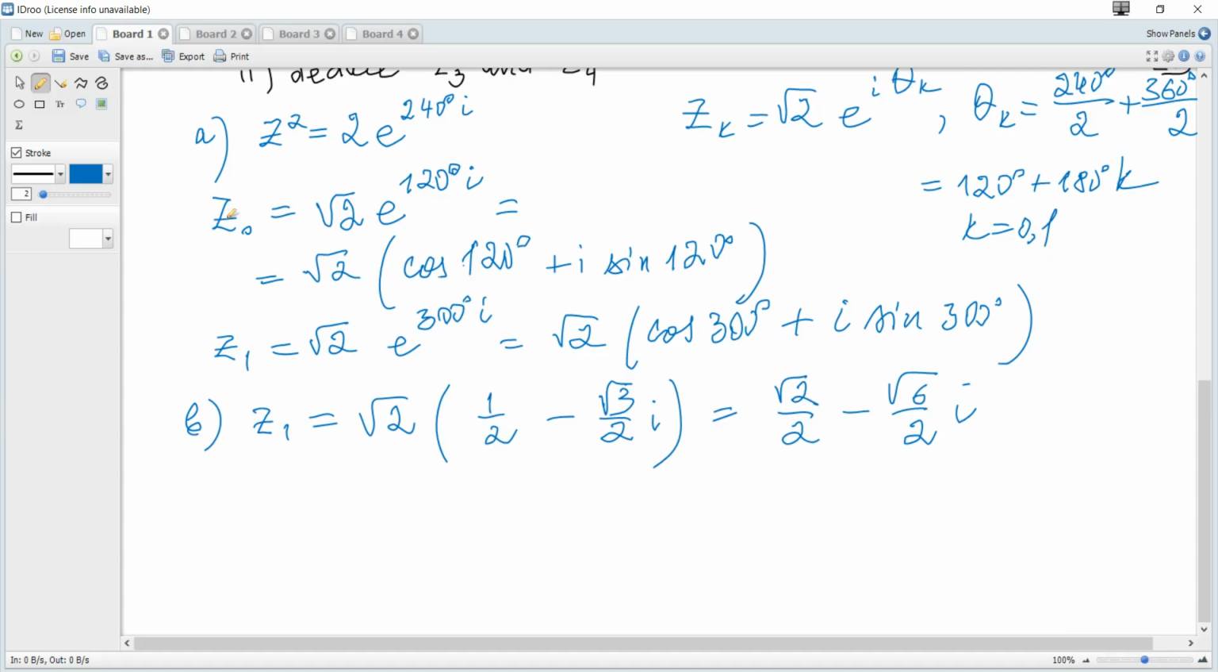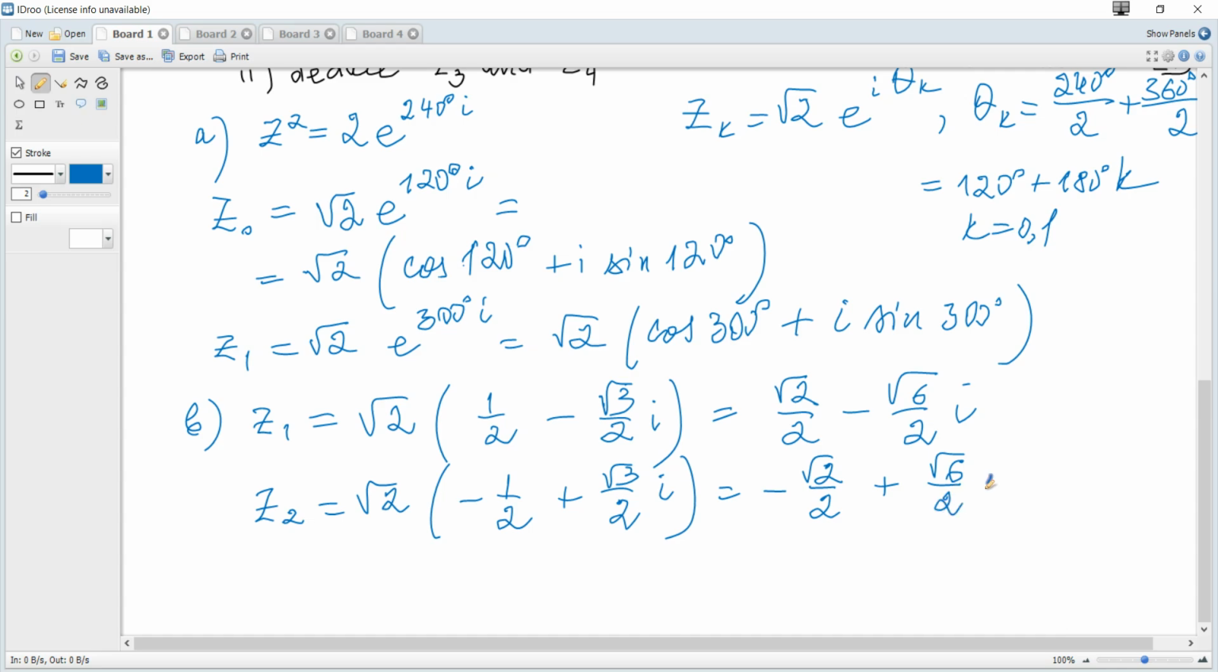And another solution, it's z2. It's root 2, cosine of 120, it's cosine of 180 minus 60, and it's negative cosine of 60, it's negative a half, and sine of 120, it's sine of 180 minus 60, and it's the same as sine of 60, so it's plus root 3 over 2i, so it's negative root 2 over 2 plus root 6 over 2i.